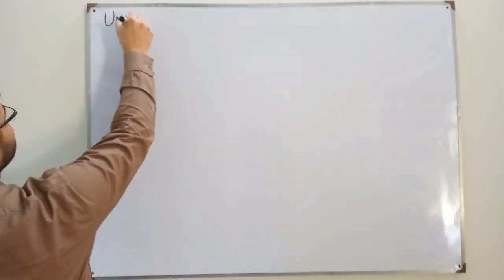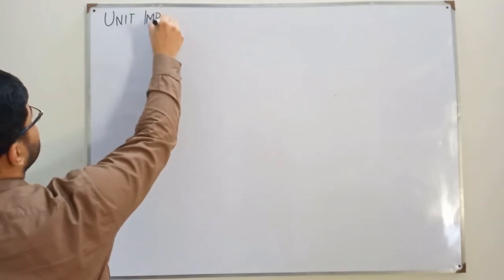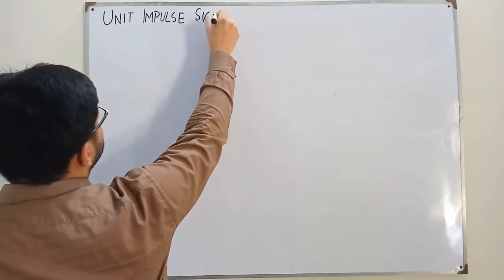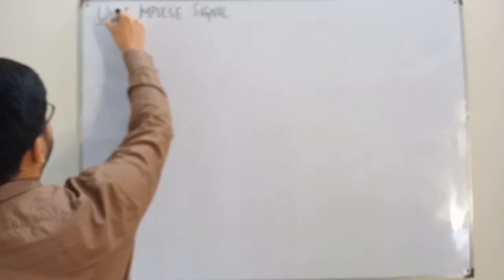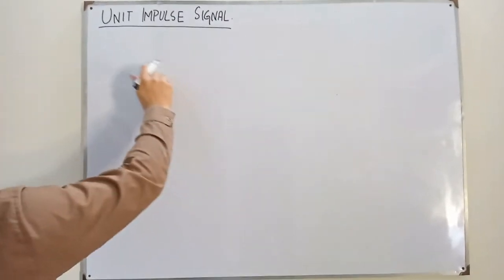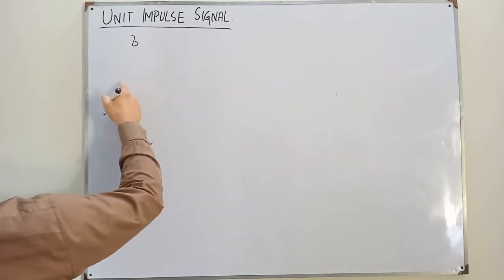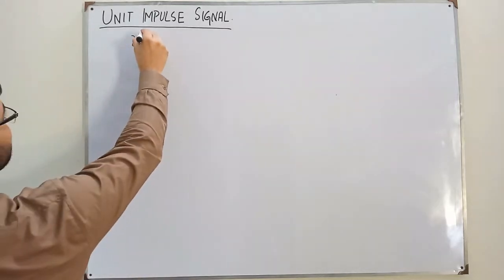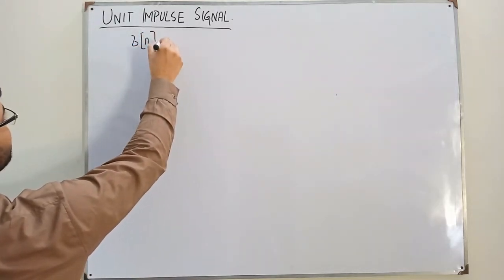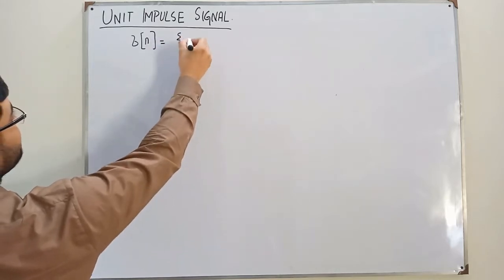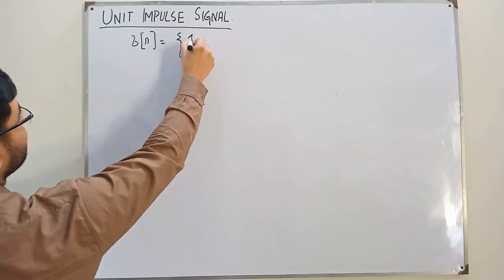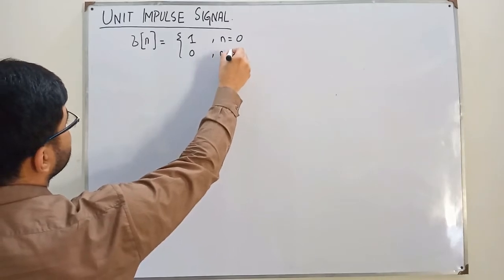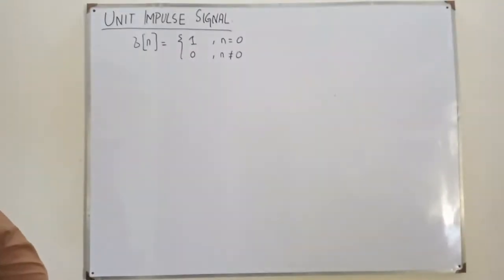Okay, unit impulse signal. Now this is a very important signal. Okay, the unit impulse signal. Now, it is represented by the notation of delta. Sometimes it's called sigma and sometimes delta. Over here, let's say we call it delta. So let's say we have it in the discrete time domain. So the delta of n is equal to 1 at n equal to 0, and this is equal to 0 where n is not equal to 0. So this is the signal.